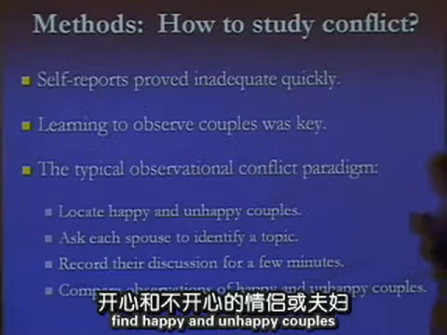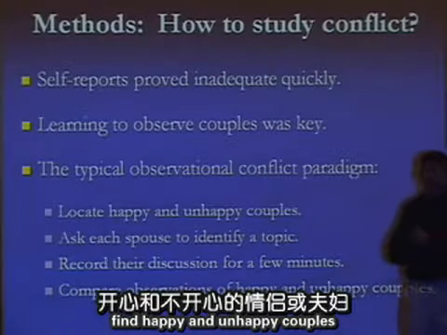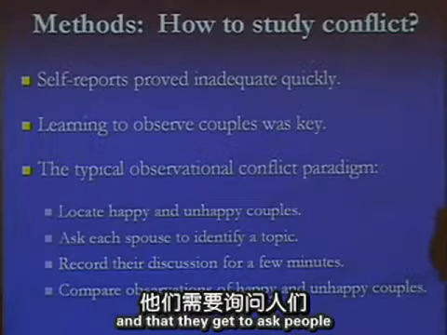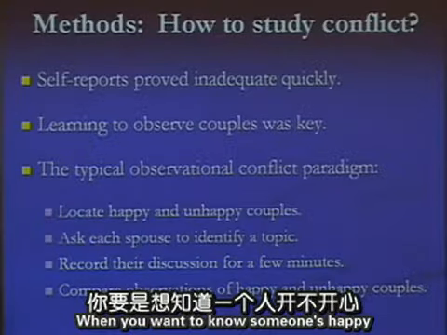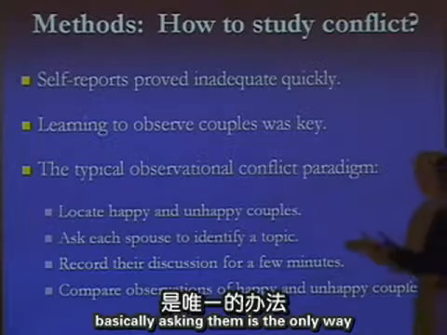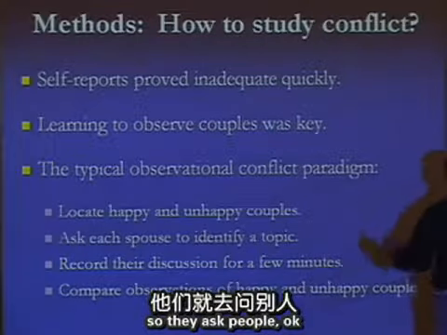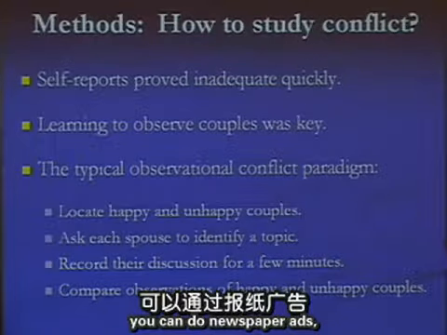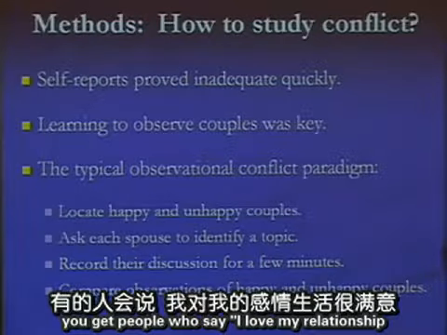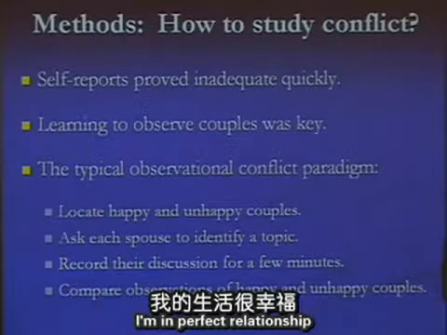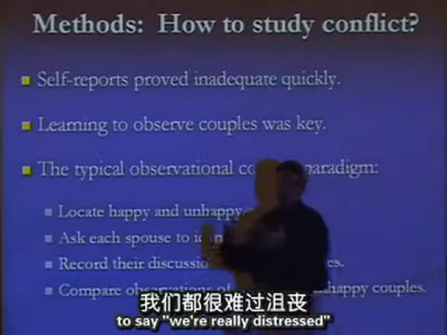The early research, first of all, found happy and unhappy couples. And they did ask people. As we talked about, when you want to know if someone's happy with their relationship, basically asking them is the only way. So they asked people, you can do it through newspaper ads or through radio announcements. You get people who say, I love my relationship, I'm in a terrific relationship, and people who hate their relationship and say, we're really distressed.